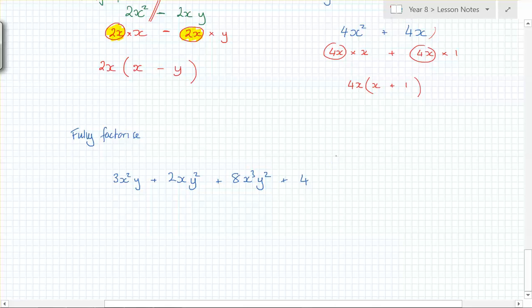But what I'll get you to do now is let's get rid of that 4 and make it possible. Now it's possible, but you should already have realised, will there be a number outside the brackets? No, because there's no common factor in the numbers. So we would still do 3 times something plus 2 times something plus 8 times something. That has to stay in the brackets.